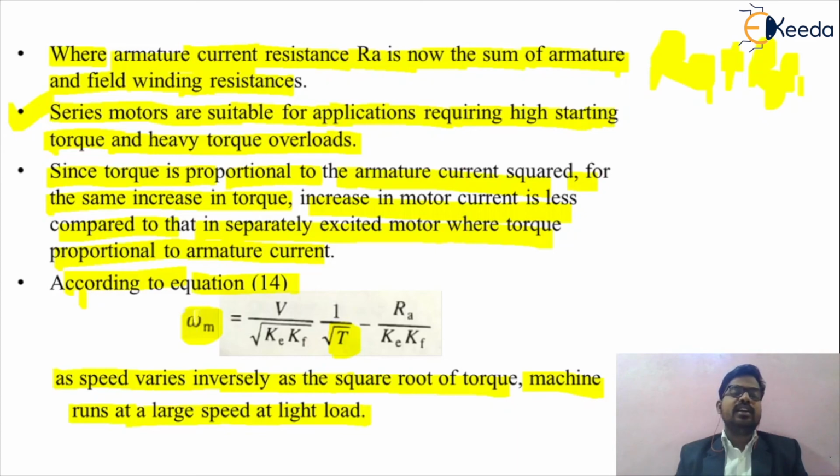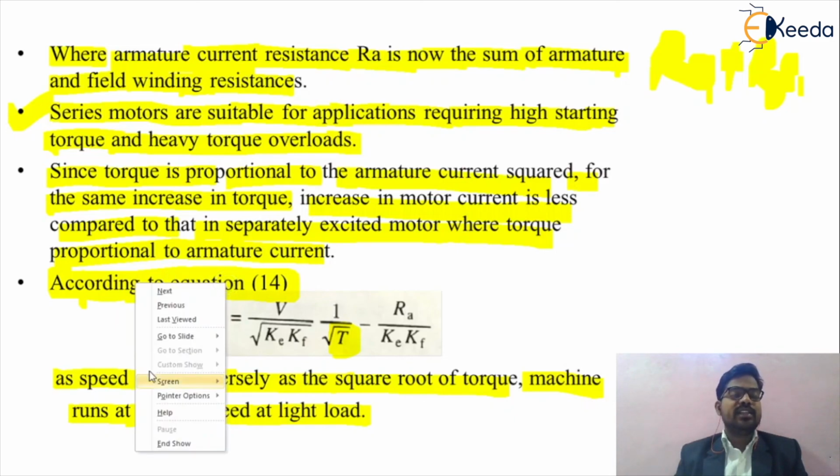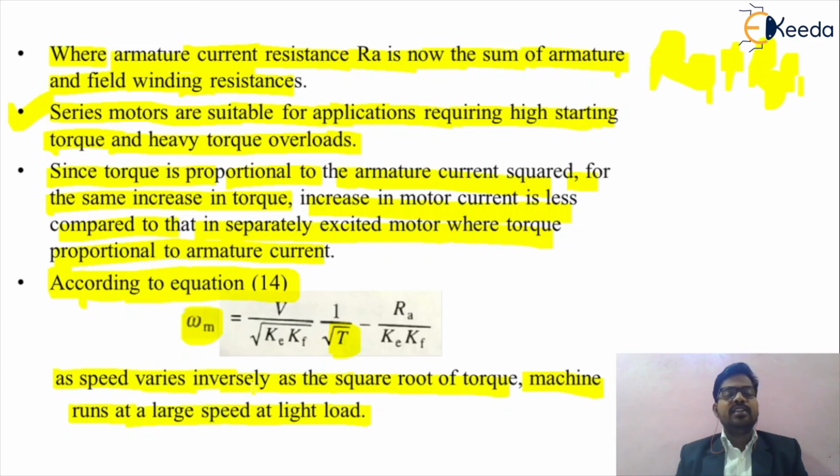So obviously friends, while we are considering equation number 14 of your DC series motor, we are getting a very important concept, that is speed varies inversely to the square root of torque. So due to that, the machine runs at a large speed at a light load. So this will be a very important characteristic of your DC motor. So that's why the DC series motor we cannot start at a no load condition.